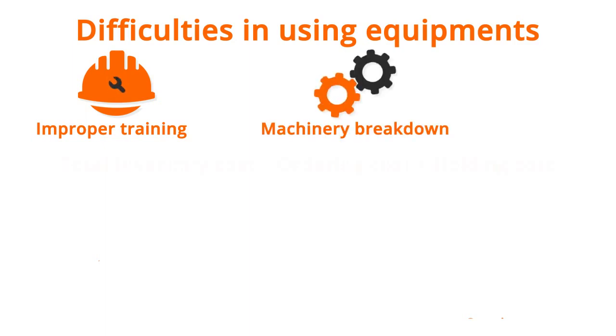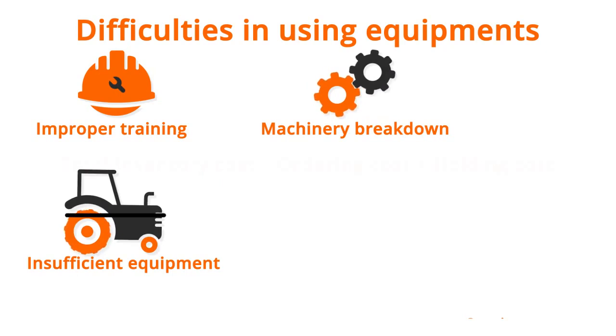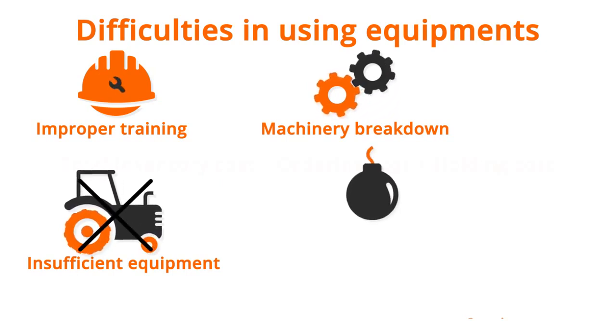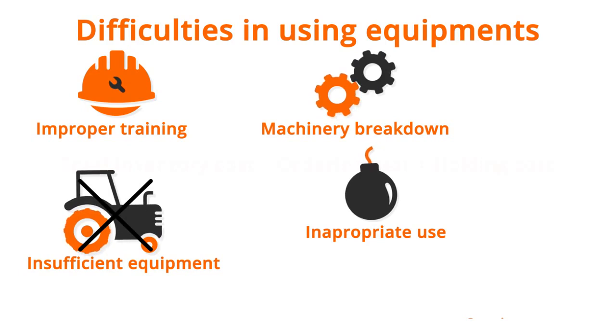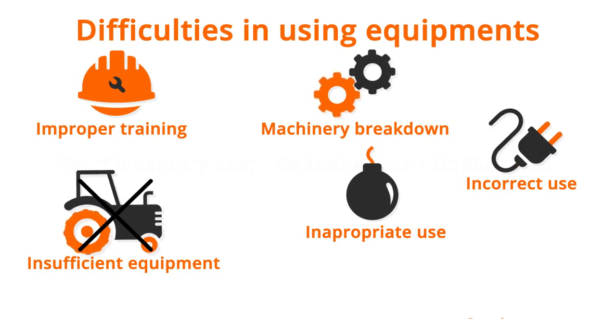Secondly, machinery breakdown. This happens a lot in our businesses. Thirdly, insufficient equipment. That can affect our production capacity. Number 4, inappropriate use of equipment, using our machines for other things. And number 5, abuse of equipment. This is mishandling of the equipment by our workers or employees. And lastly, incorrect use of equipment.